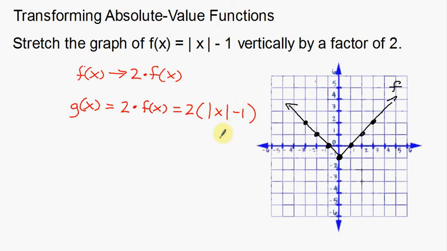Now, for this example, I'm going to have to simplify just a little bit. On the previous examples that I've done, there was no reason to simplify. I didn't have to add, subtract, or multiply any numbers. But in this case, I do. This 2 is going to have to distribute to the absolute value of x, and this 2 is going to have to distribute to the negative 1 over there. So my new function, g of x, is equal to 2 absolute value of x minus 2. That's what it's going to look like.